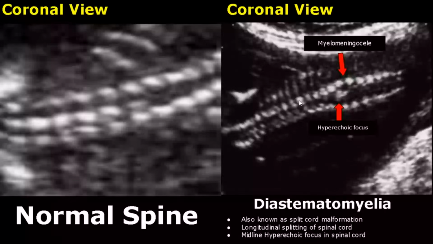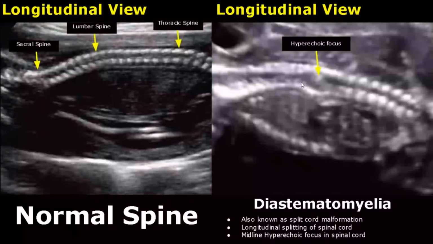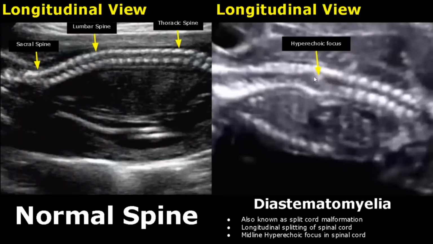Diastematomyelia, which is also known as a split cord malformation, refers to an abnormality in which there is a longitudinal split in the spinal cord. We will see a hyperechoic area in the midline. This is a strong sign of diastematomyelia. Here is a longitudinal view of diastematomyelia. There is a hyperechoic focus seen in the midline.